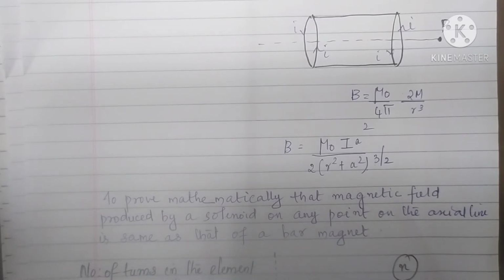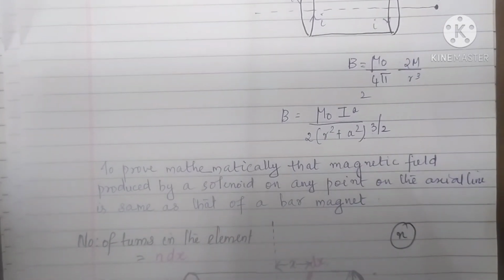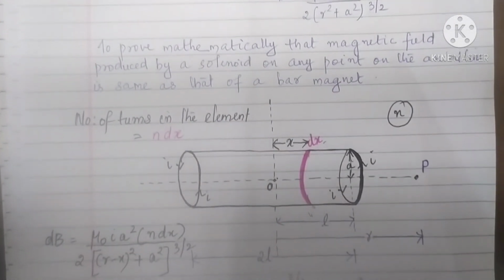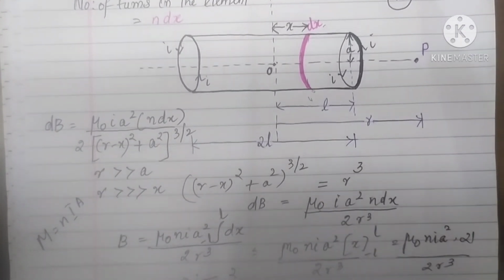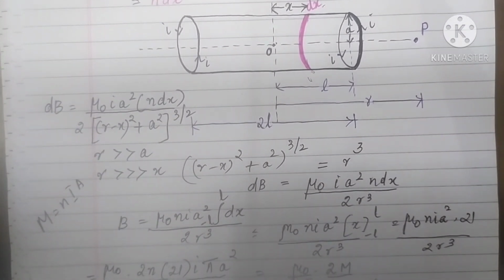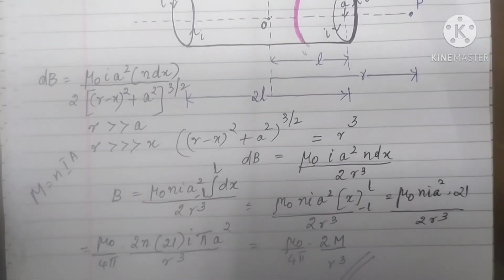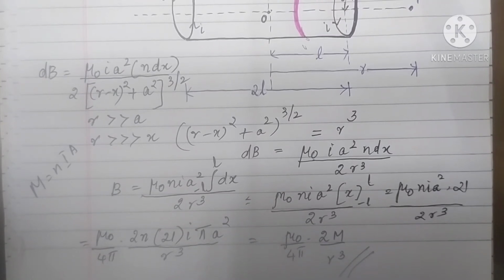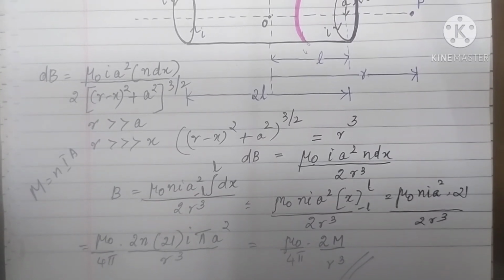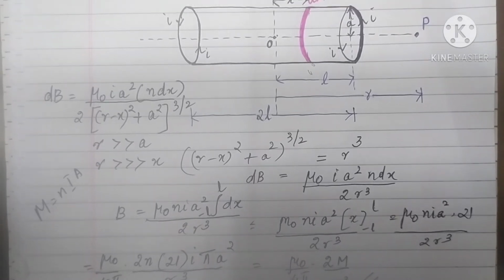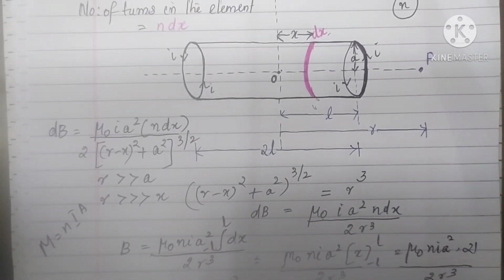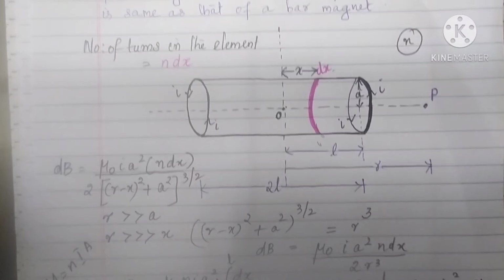Bar magnet as an equivalent solenoid. Just to prove mathematically that the magnetic field at any point on the axis of a solenoid is equal to the magnetic field at any point on the axis of a bar magnet. Hope it is clear for you. So, note down all the points, okay? So that will be easy for you to study.